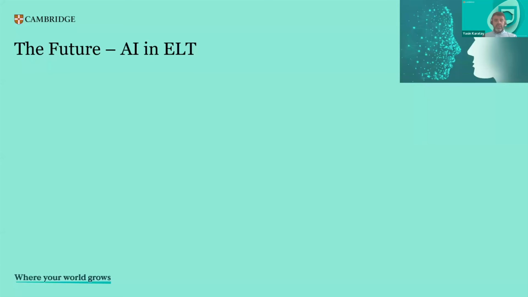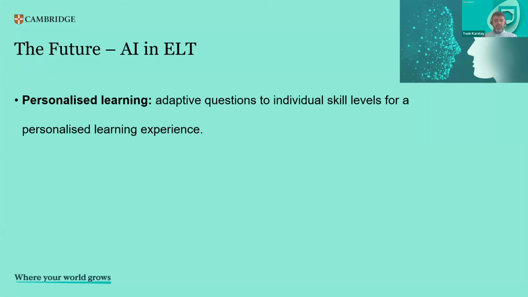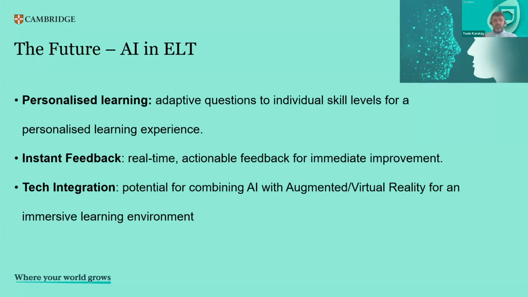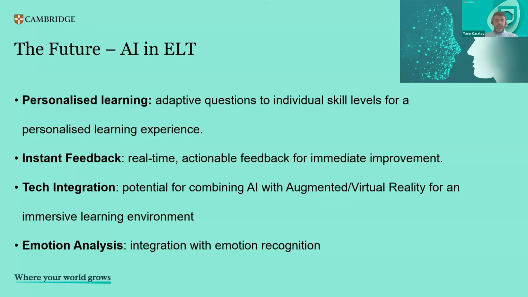Looking ahead, I guess the future of AI in ELT seems to be promising to me. We can expect more personalized learning opportunities. In addition to that, it can also give real-time feedback for immediate improvement. There is also potential for combining AI with other technologies, such as virtual reality. We have already started to see emotion recognition technology integrated into AI systems, where AI can understand the speaker's emotions. One example was just released last week from OpenAI. Maybe some of you have already seen that.